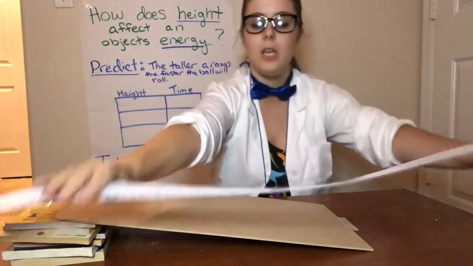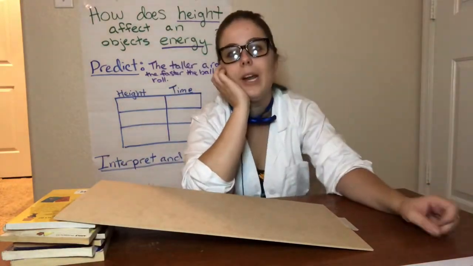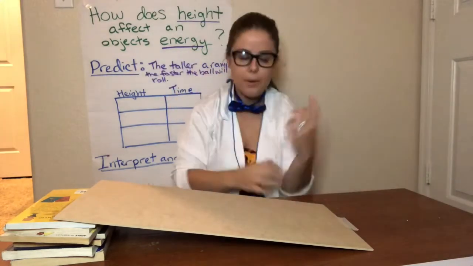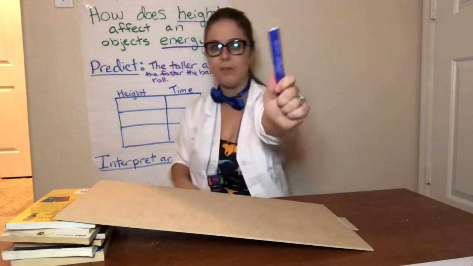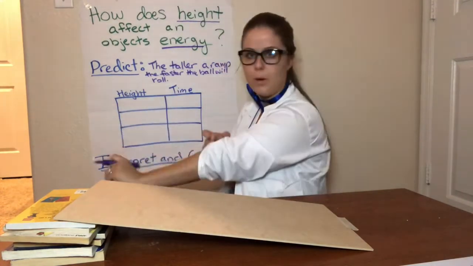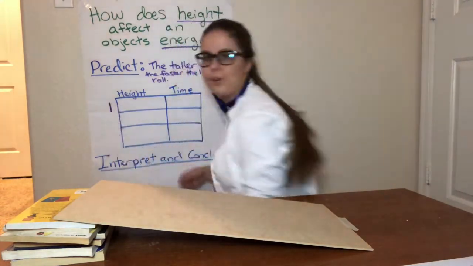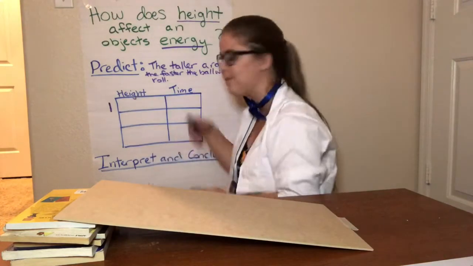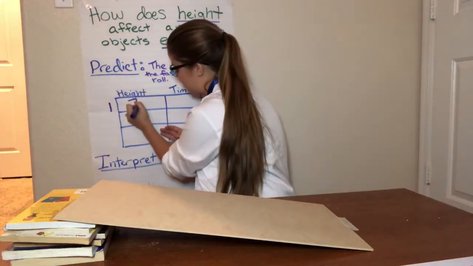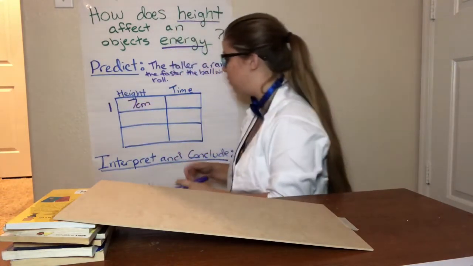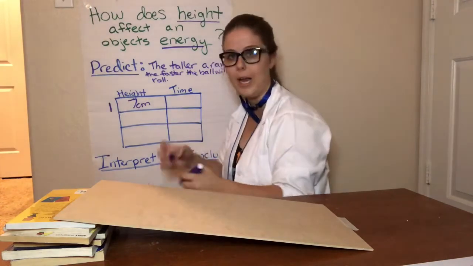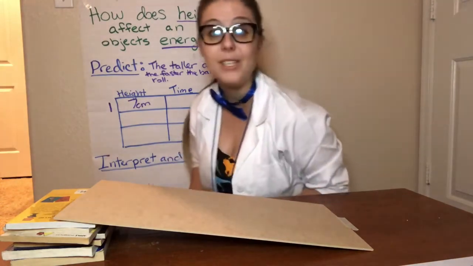7 centimeters. How am I going to remember that? I can write it down. How do I write it down? With my writing utensil of science. Height of ramp. I'm going to put in that first one. I'm going to put a 1 here so I know it was my first try. We're going to try it a total of 3 times. So my first ramp height was 7 centimeters. So what do I put in time? We'll get there. So my first try, I wrote it down. My height of my ramp is 7 centimeters.